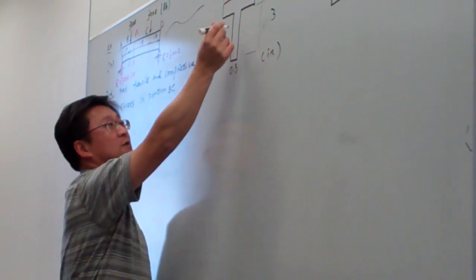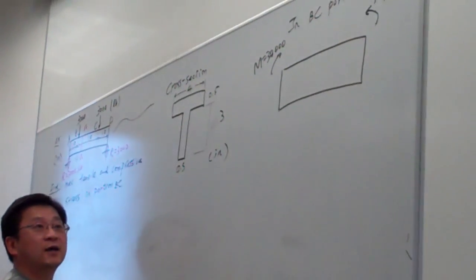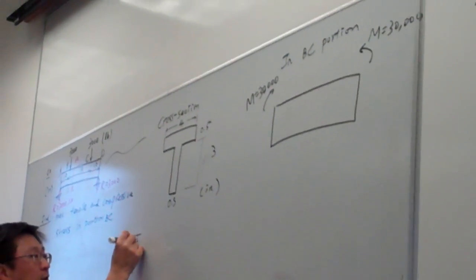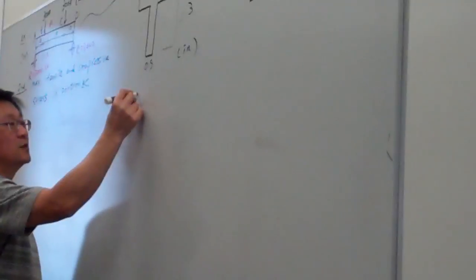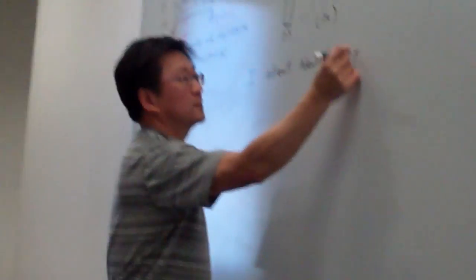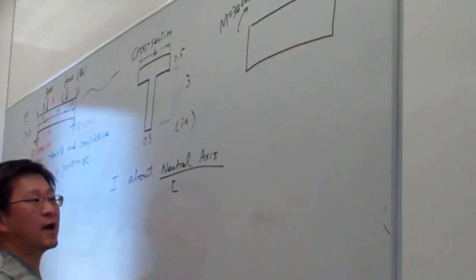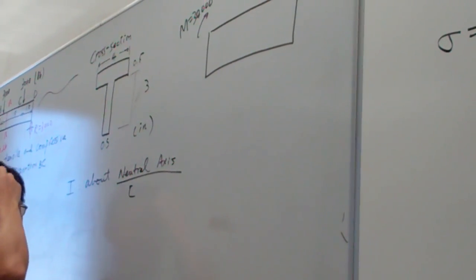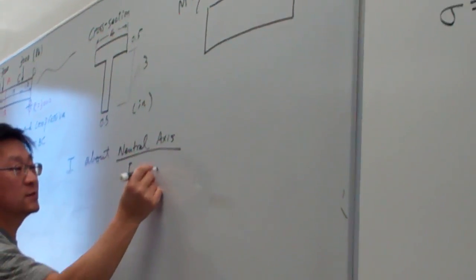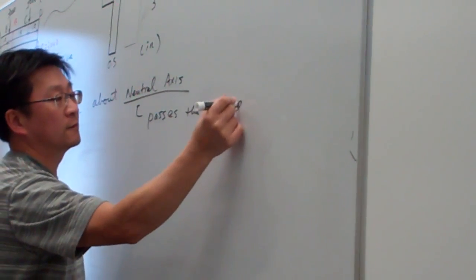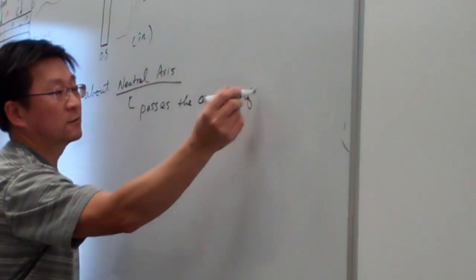And now we go back to the moment of inertia here. Again, I is the moment of inertia about the neutral axis. And what is the neutral axis? The neutral axis is the axis that passes through the centroid of the cross section.